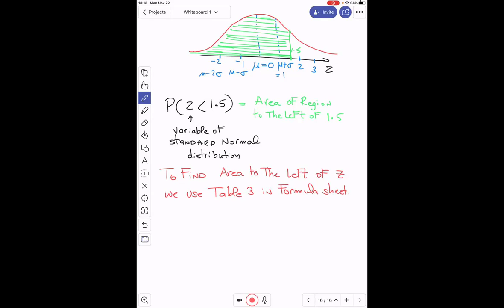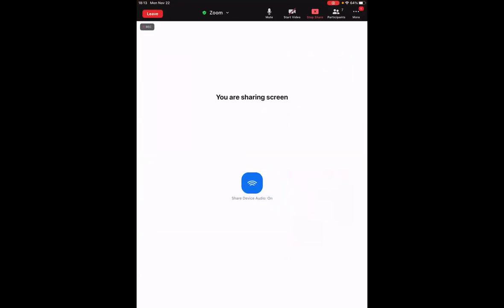Stop sharing. No, oh yeah, it's here actually. Sorry about that. Yeah, stop share right here. All right, so I'm gonna share my screen. Where is my formula sheet? I think this one here.